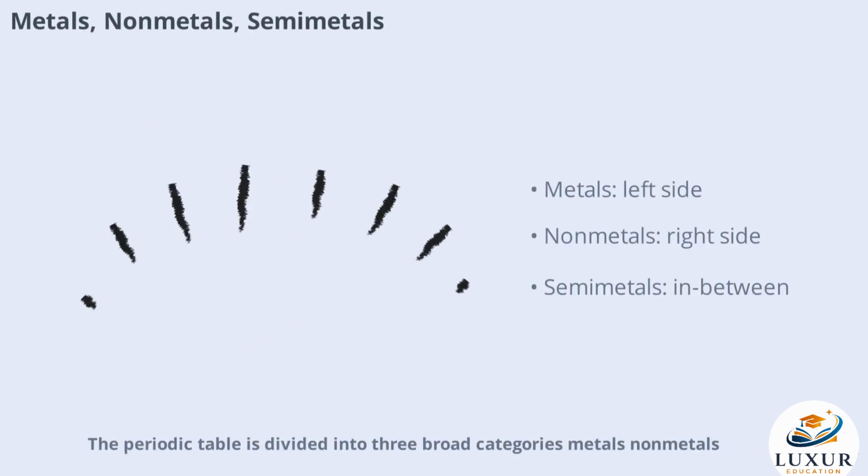The periodic table is divided into 3 broad categories: metals, nonmetals, and semimetals. Metals are found on the left side and are usually shiny, good conductors of electricity and malleable. Nonmetals are on the right and are often gases or brittle solids. Semimetals or metalloids fall along a zigzag line between metals and nonmetals and have properties of both. This division helps us understand why different elements behave the way they do in reactions and in everyday life.